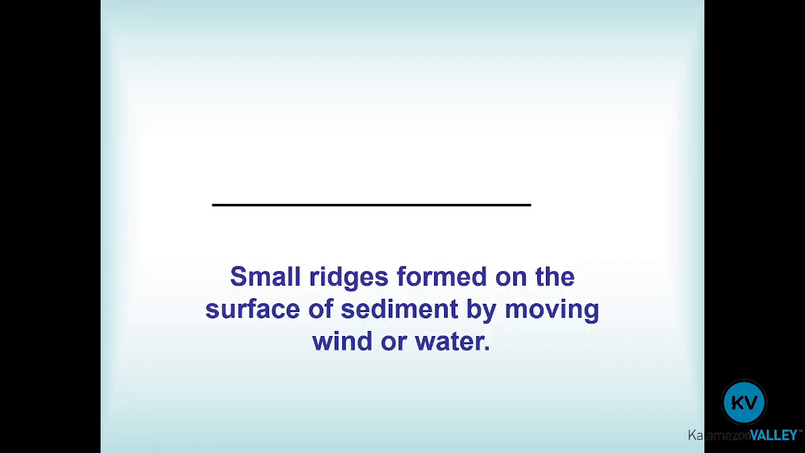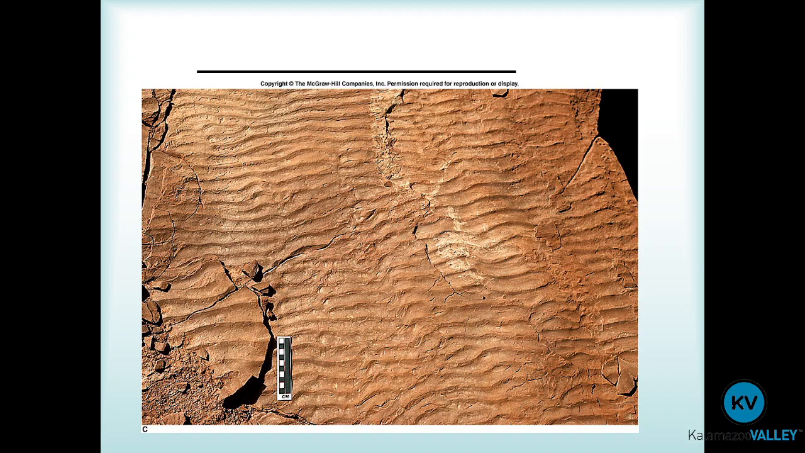One other good up indicator that we can look for in sedimentary rocks, and is also a sedimentary structure, are ripple marks. These are small ridges formed on the surface of sediment by moving wind or water. You've seen these ripple marks when you go to the Lake Michigan shore and you look at your feet after a certain windy day. You'll see little lineations in the sand that kind of move up and down and resemble the patterns of the waves.